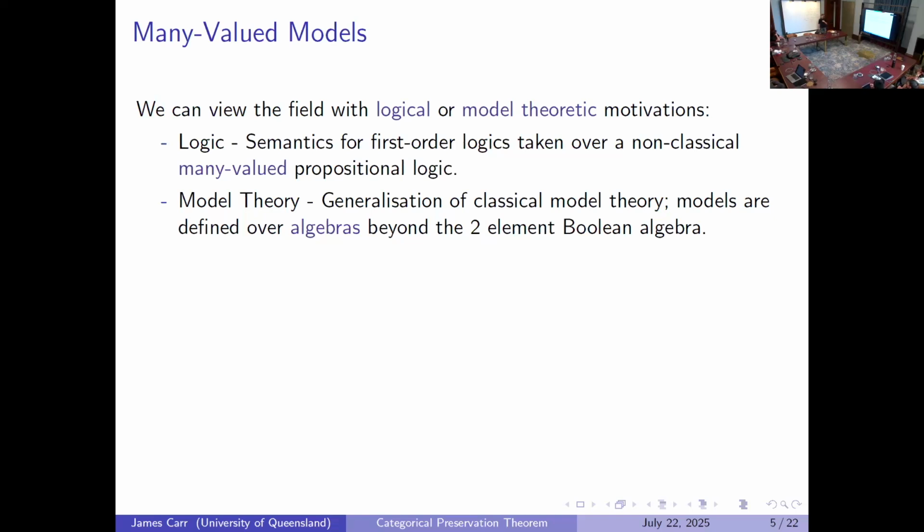Well, this is one idea: we're providing the semantics for such predicate logics. On the other hand, you can just view it from a straight semantics or model theory perspective. In model theory, we have these objects, classical models, defined over the two-element Boolean algebra, and they say things are true or false. We're going to generalize away from that and define over an arbitrary algebra as opposed to the two-element Boolean algebra.